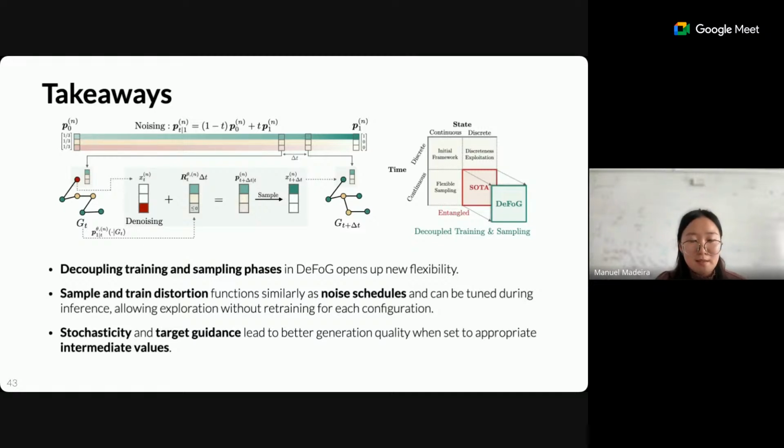And another 2 methods, stochasticity and target guidance, which are used to modify the rate matrix, also lead to much better generation performance, especially when we have fewer generation steps. And to take better advantage of both of those methods, we have to set appropriate intermediate values for both stochasticity and target guidance.